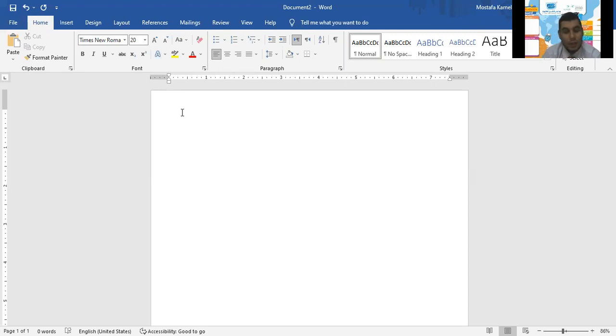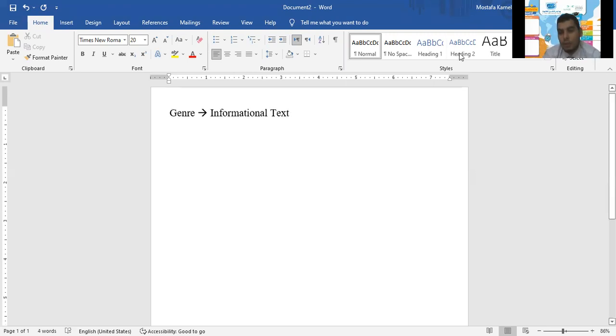Today we're going to talk about a genre. Now, this genre that we're talking about, we talked about earlier. Let's talk about the informational text.